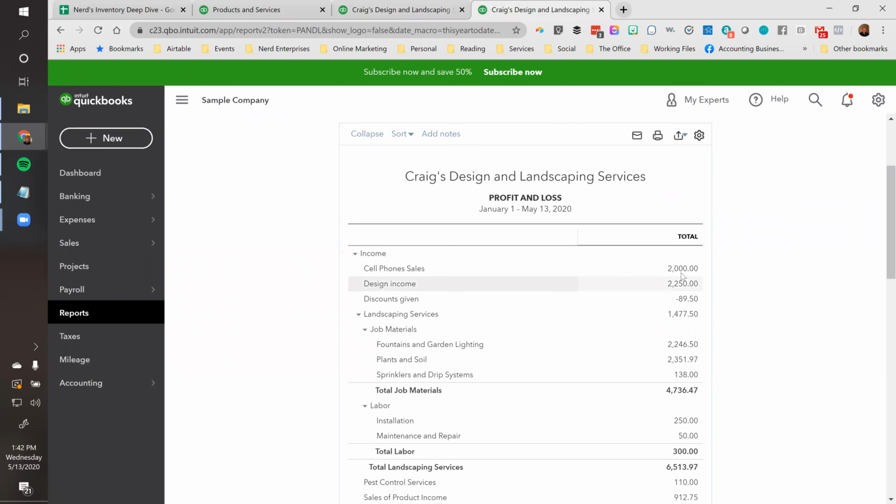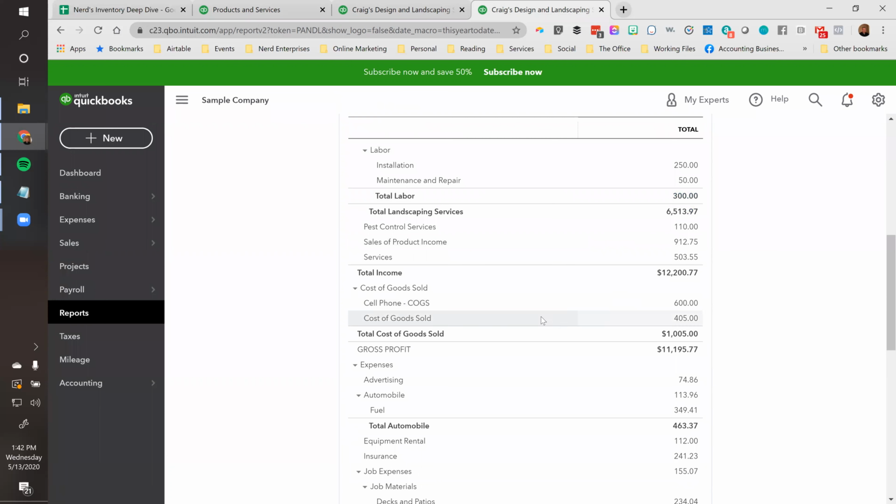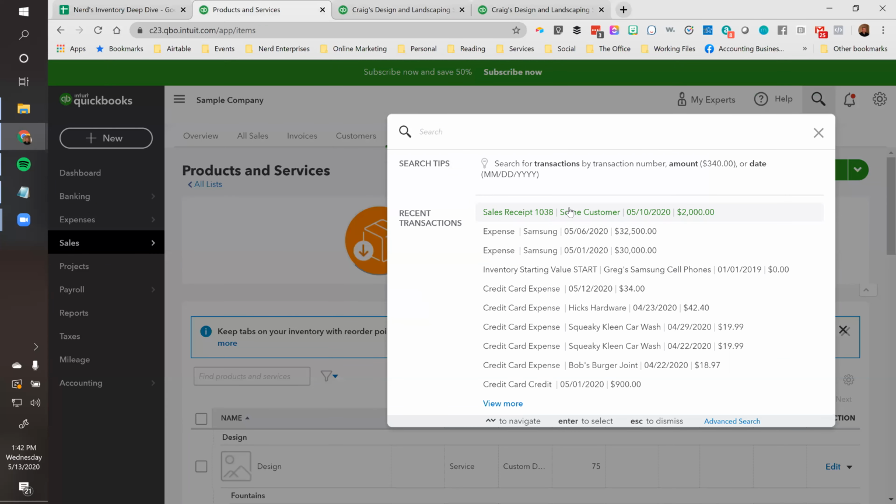Run this. There's my cell phone sales coming in at 2,000, right? And my cost of goods sold. I created a separate COGS account so that you could see it very clearly. I should have done the same thing with inventory. But anyway, you can see the 600 coming in, right? So that's all perfect.